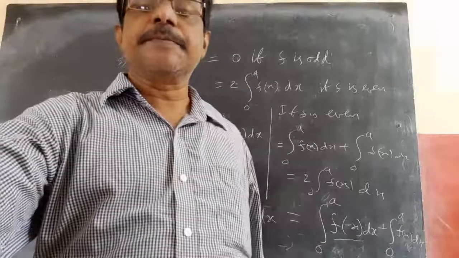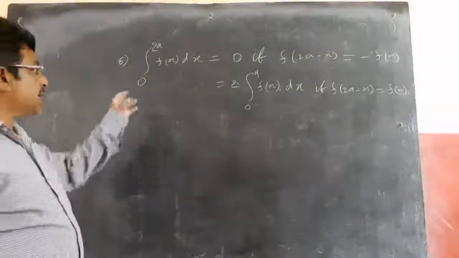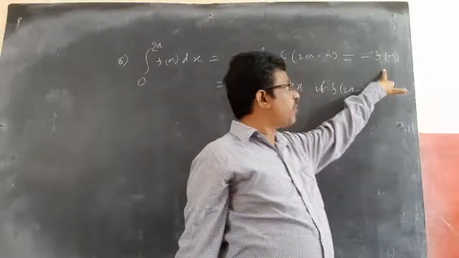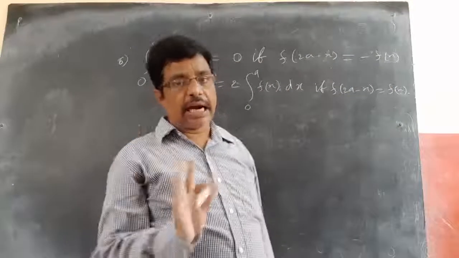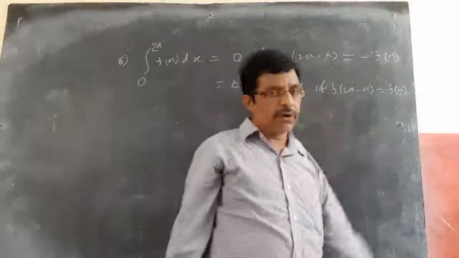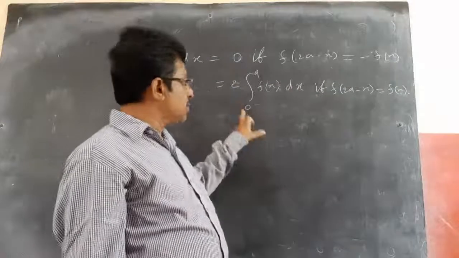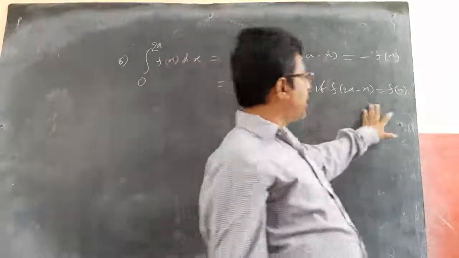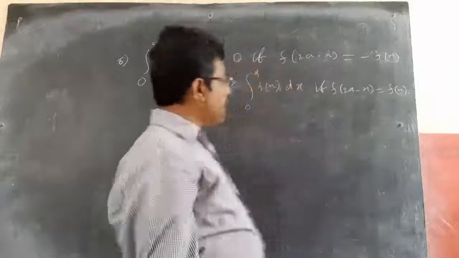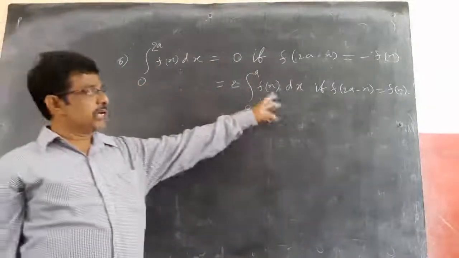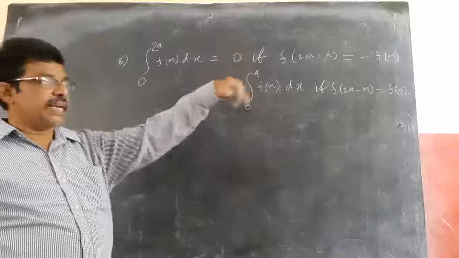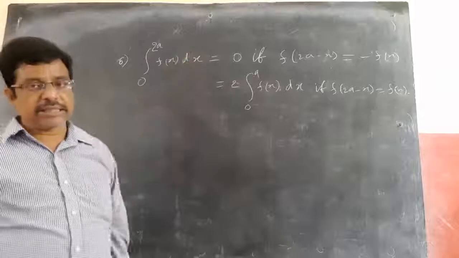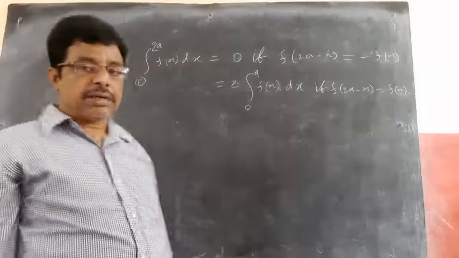Next property is the sixth property. The integral from 0 to 2a of f(x) dx equals 0 if f of 2a minus x equals minus f of x. Like an odd function, but it's not odd. And like the even function, it is 2 into the integral from 0 to a of f(x) dx, but here f of 2a minus x equals f of x. If f of 2a minus x equals minus f of x, then we can write it as 0. This is for the integral from 0 to 2a of f(x) dx, and we will prove this now.